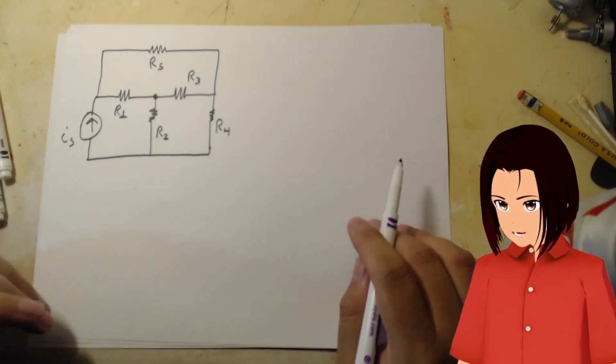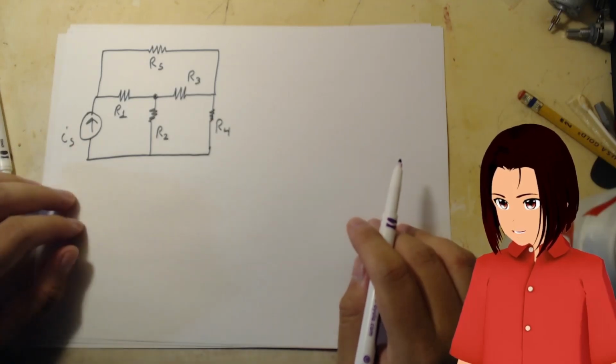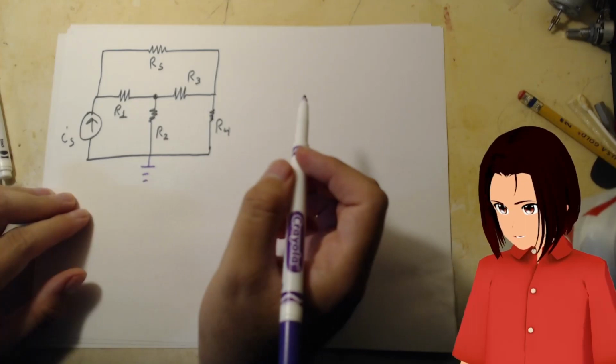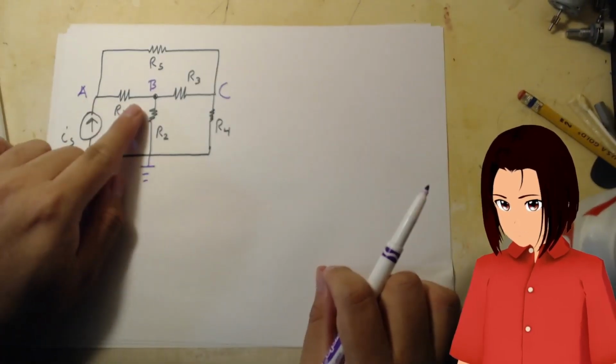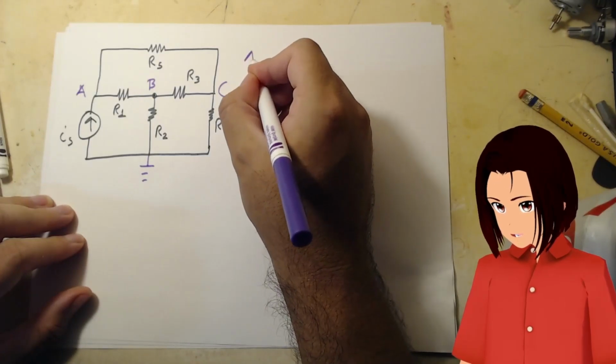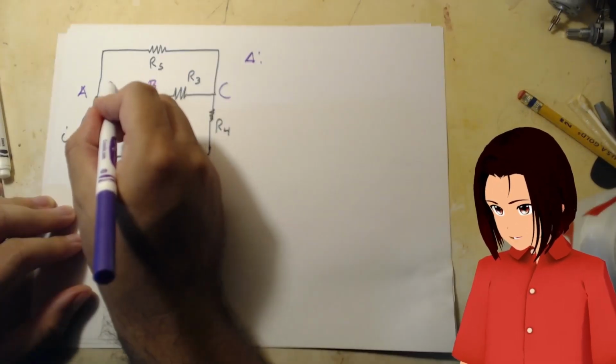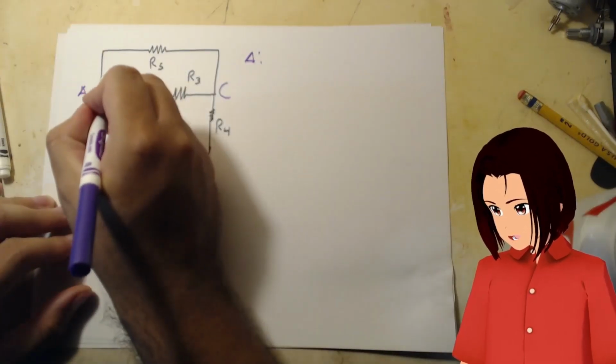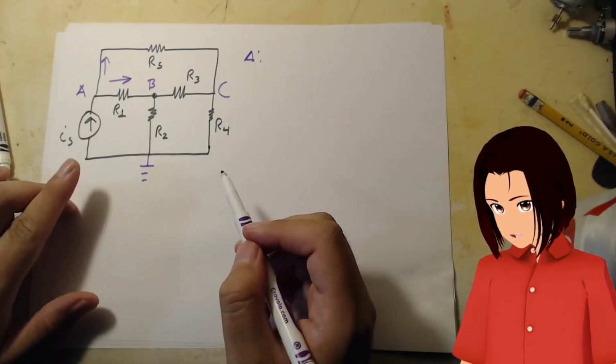We need to select a reference node and the rest of the nodes. Select this as our reference. Nodes A, B, and C. One thing we can do is for node A, we have 2 currents going out and 1 current going in.